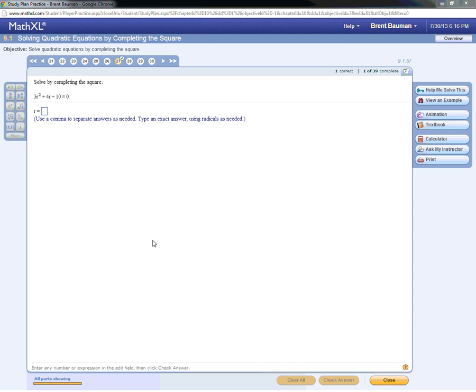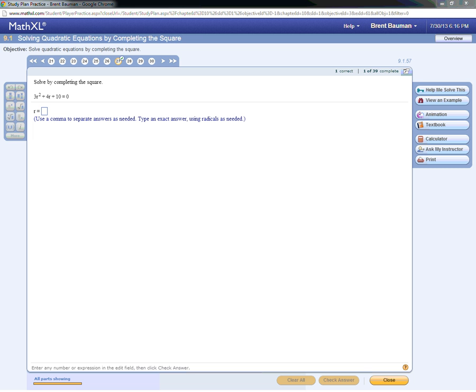Hello class, today we are going to look at Chapter 9, Section 1, and we're going to look at solving a quadratic equation by completing the square. I'm going to look at number 27 in your study plan, and we're going to go through this one using completing the square, and then I'll also show you how to use the quadratic formula to get the same answer. And we'll talk a little bit about when it might be appropriate to use one over the other.